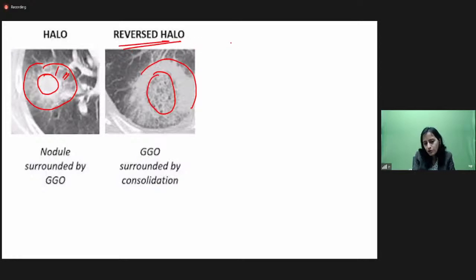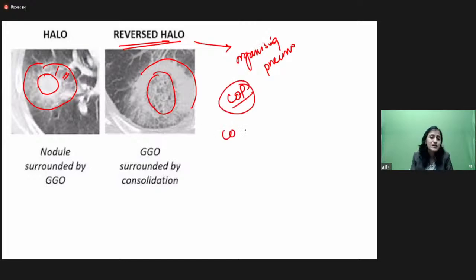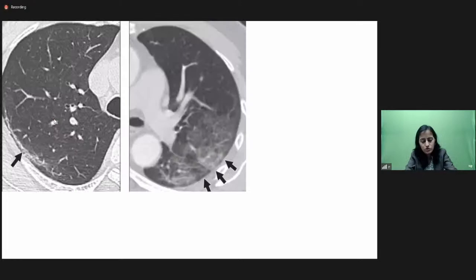Until now, reverse halo was commonly seen in organizing pneumonia, which was previously called cryptogenic organizing pneumonia. Now we are seeing this very, very frequently in the COVID era. Now, if we see reverse halo, we'll start thinking of COVID first rather than organizing pneumonia. So reverse halo is more commonly seen. Halo sign can also be seen.